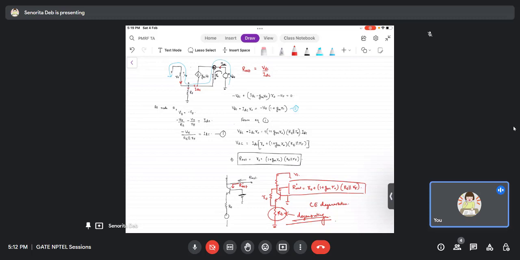We have 1 more hour of class left, so we'll try to finish off the entire chapter today. So common base with common collector.